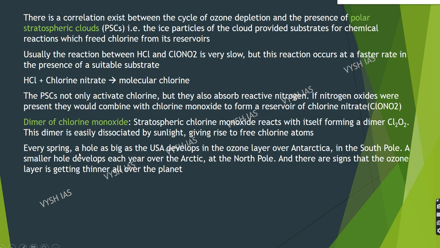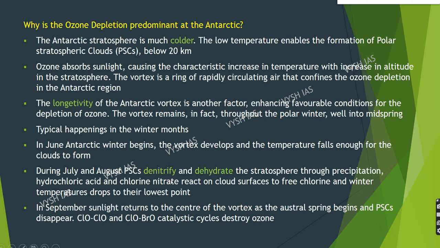Every spring, a hole as big as the USA develops in the ozone layer over Antarctica in the South Pole. A smaller hole develops each year over the Arctic at the North Pole, and there are signs that the ozone layer is getting thinner all over the planet. Why is ozone depletion predominant at the Antarctic? The Antarctic stratosphere is much colder. The low temperature enables the formation of polar stratospheric clouds below 20 km.